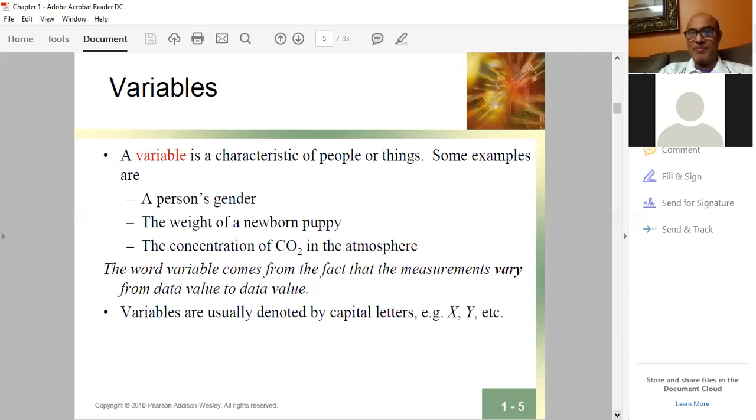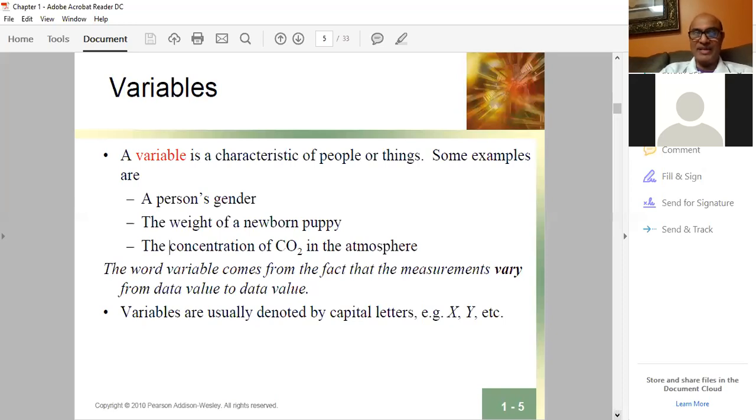A variable is a characteristic of people or things, like a person's gender. It's a variable. The weight of a newborn puppy, variable. Concentration of carbon dioxide, CO2, in the atmosphere, variable. It's not just carbon dioxide, it could be oxygen too. Concentration of oxygen in the atmosphere, nitrogen in the atmosphere, whatever it may be, right? So these are all variables. A variable is a characteristic of the people or things. The word variable comes from the fact that the measurements vary from data value to data value.